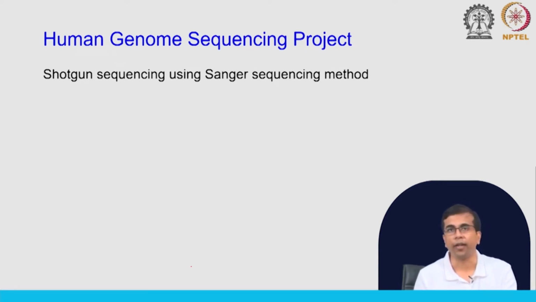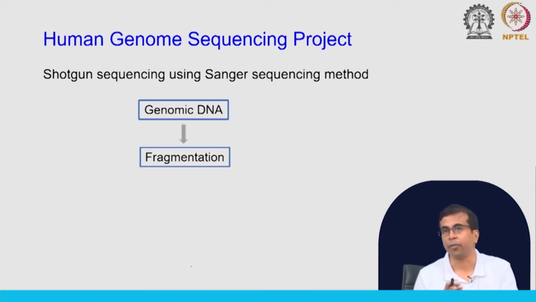What they did was take genomic DNA from an individual. They isolated genomic DNA, did the fragmentation, and generated a lot of these fragments. You can imagine the human genome size is 3 times 10 to the power 9, so 3 billion bases, and you can get an enormous number of fragments, and you can start sequencing these fragments.